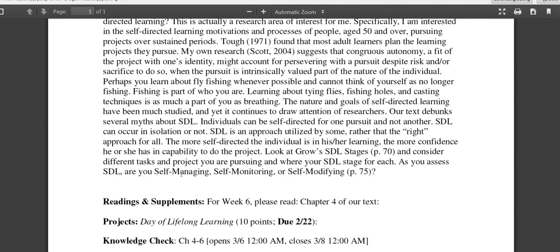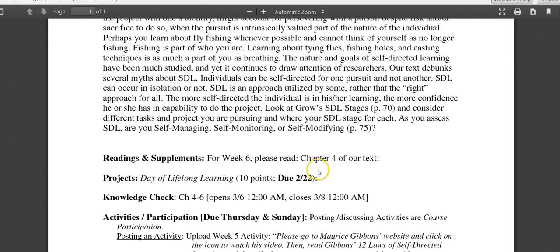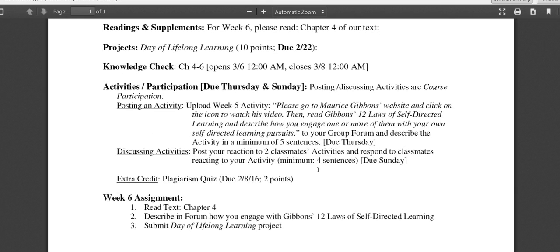So that leads us through what our chapter is going to be talking about. Again, that's Chapter 4 of our text. It leads us into getting ready for a project, the Day of Lifelong Learning. It's a 10-point project. I here have it due the 22nd, but remember we're changing that to the 24th, to Thursday. Thursday is when we're going to post our activity.